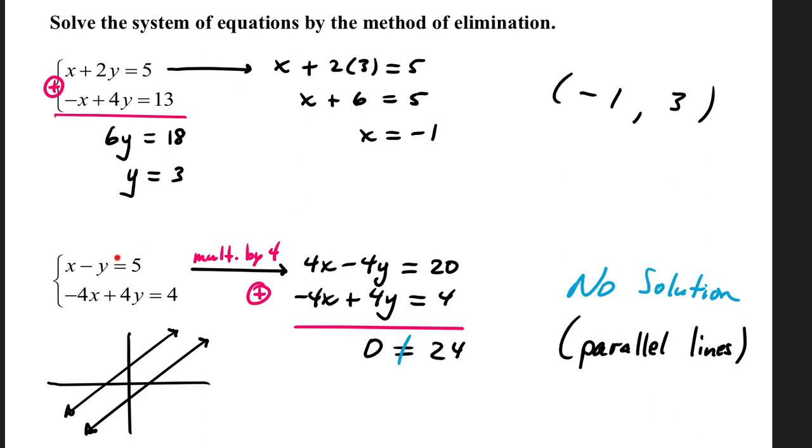Visually, what we have are two equations that are represented by parallel lines. Since these lines will never intersect, they're parallel, and that means there's no common solution point.